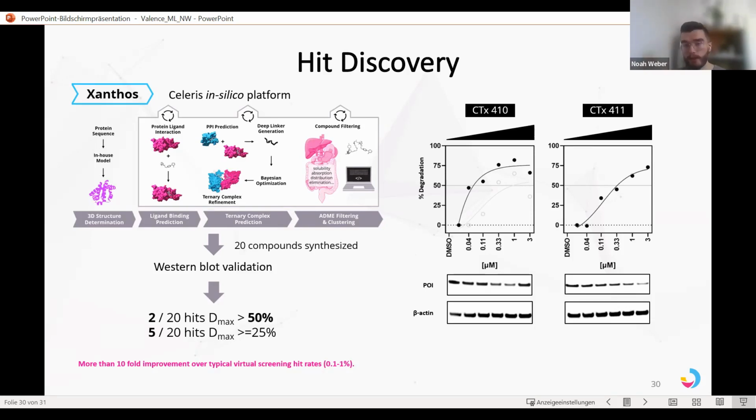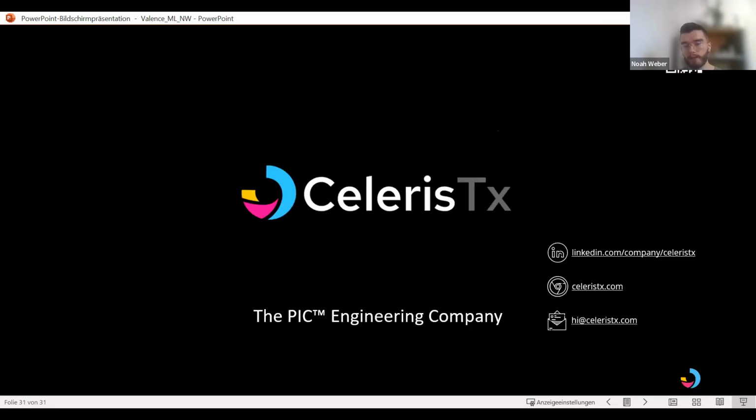For this initial validation, and that's my final sentence, there is a very big improvement over typical virtual screening hit rates, which are 1%, and we still have to do further validations in the lab in order to confirm and generalize these numbers. But it's looking pretty interesting thus far. And that's it. I would be very happy to answer any of your questions.